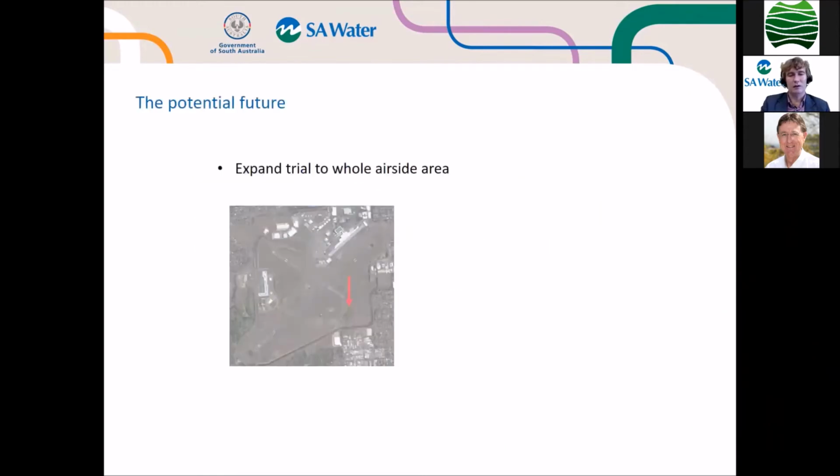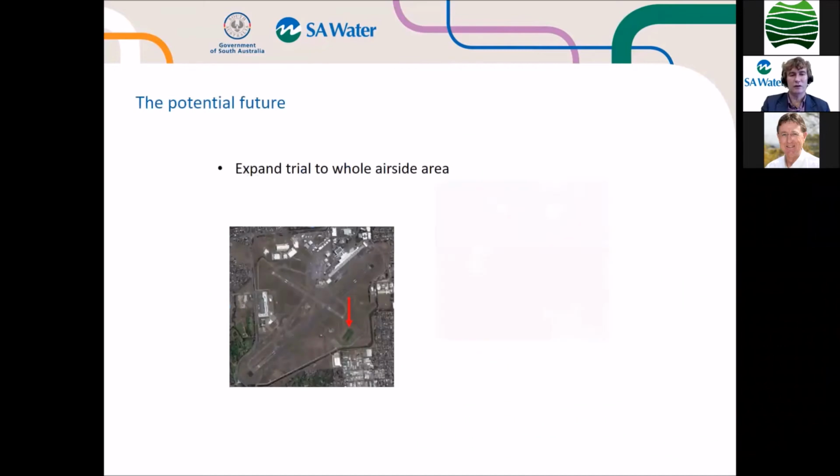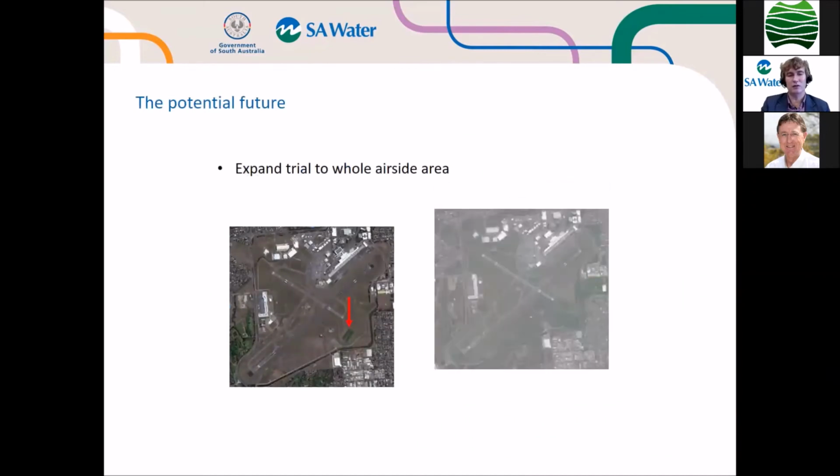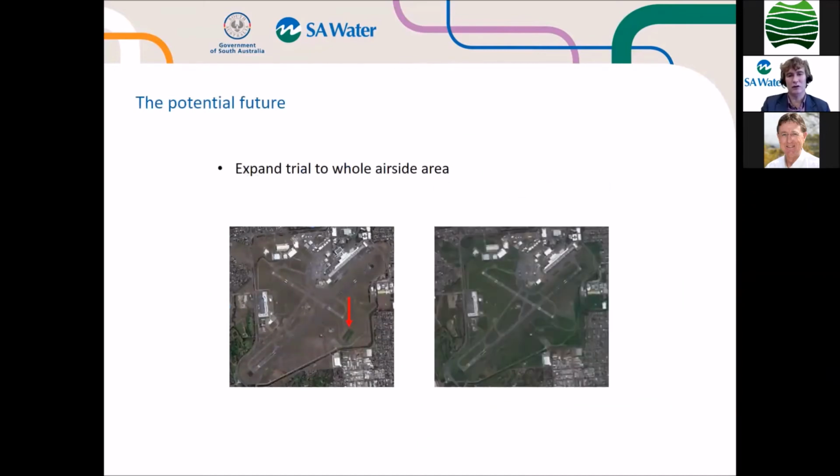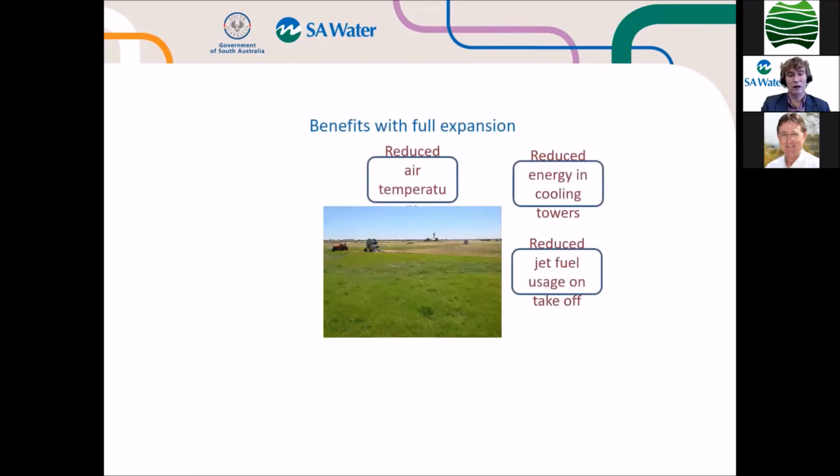If we were to expand this to the entire airport site, some of the benefits that we've identified is reduced air temperature, which means a reduction in energy use in the cooling towers, reduction in fuel usage in the aircraft as they take off because the air is cooler and denser, which is something that they could have put into Phoenix last week and been able to continue flying, but they had to cancel 50 flights because they didn't actually add water. That's all they had to do. Reduce bird risk, reduce discharge to the sea from SA Water because the water is actually being used.